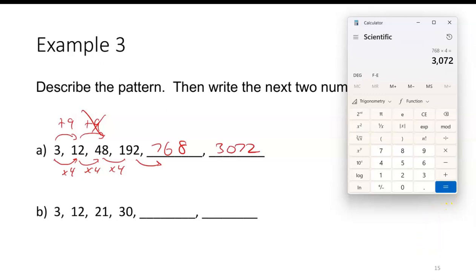The next one, 3, 12, 21, this looks like arithmetic will work. So plus 9 to 21, plus 9 to 30, plus 9 again to 39, plus 9 again to 48. So again, this first one is geometric, and the second one is arithmetic.